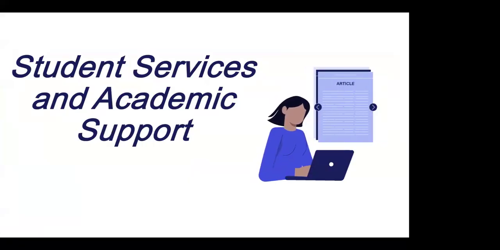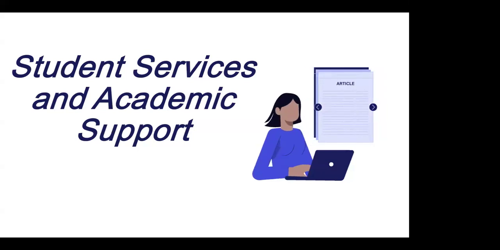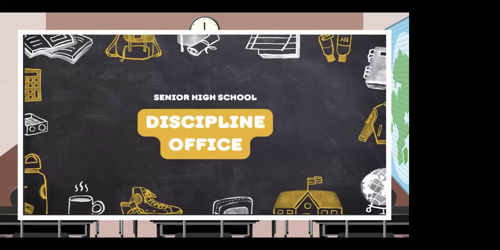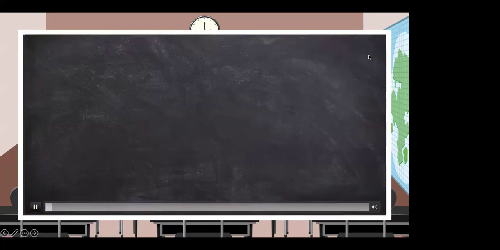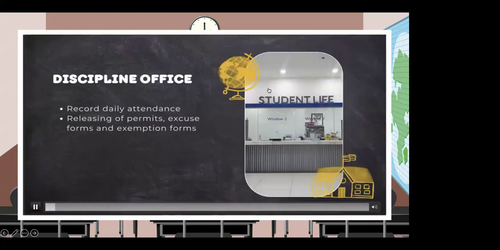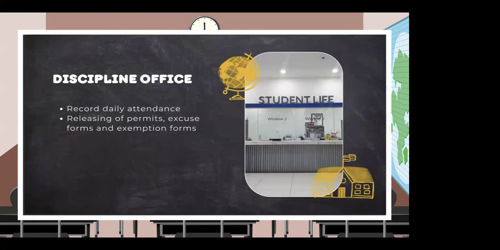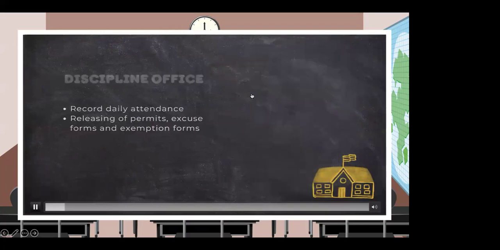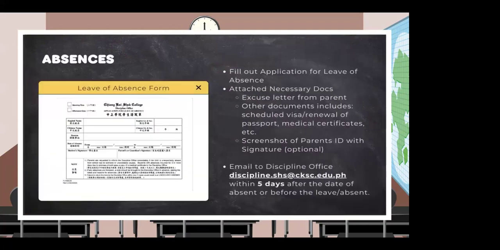We will now proceed with the student services and academic support, starting with the discipline office. The Senior High School Discipline Office. The Discipline Office records daily attendance, releasing of permits, excuse forms, and exemption forms. If the student will be absent or was absent, kindly follow these procedures.